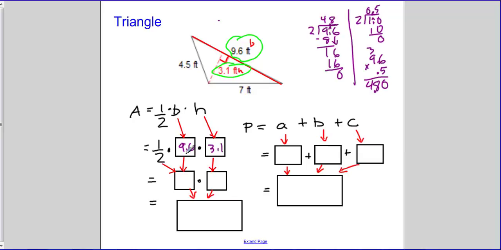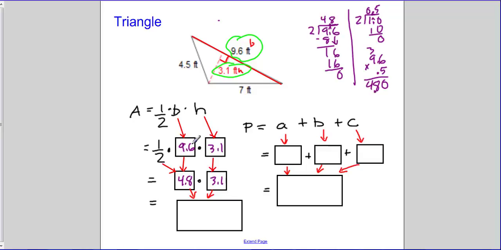If you can do it mentally, that's what you should work for, just being able to take half of something. But there's other ways to do it if you don't know how to take half of something very well. You could do the long division, divide 2 into 9.6, or change a half to 0.5 and then multiply that by 9.6. Then I could bring down the 3.1.